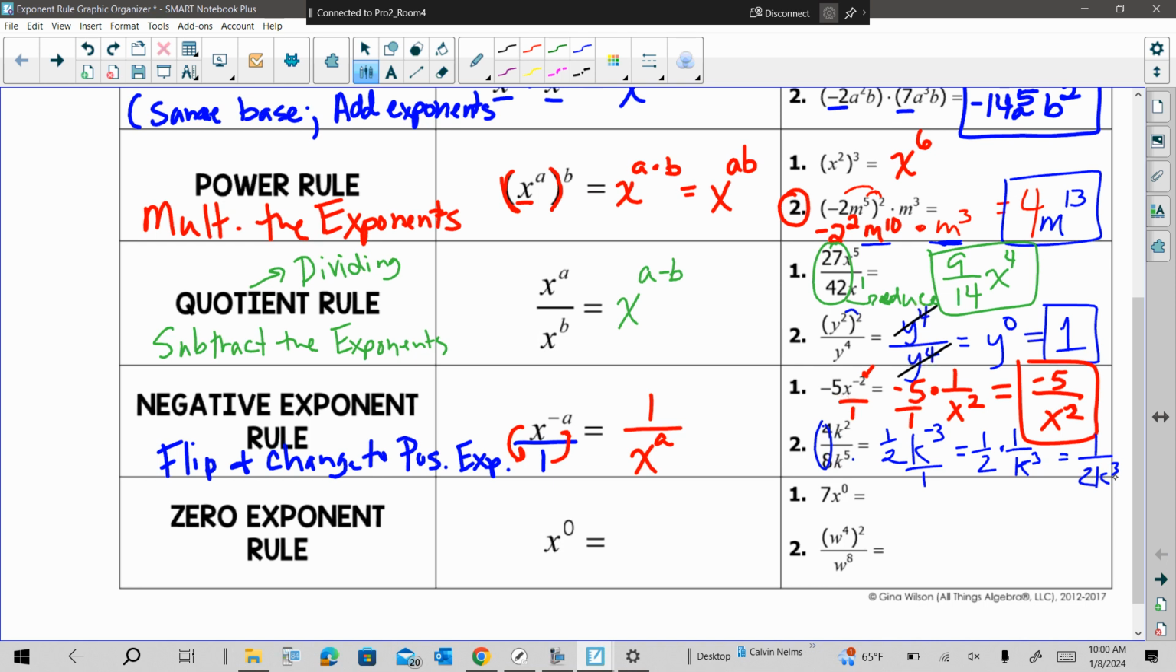All right, exponent rule here, or zero rule, okay? Any base to the 0 power always equals just positive 1. So any number to the 0 power is 1. So 7x to the 0 power, this part right here turns into 7 times 1, which is just 7.